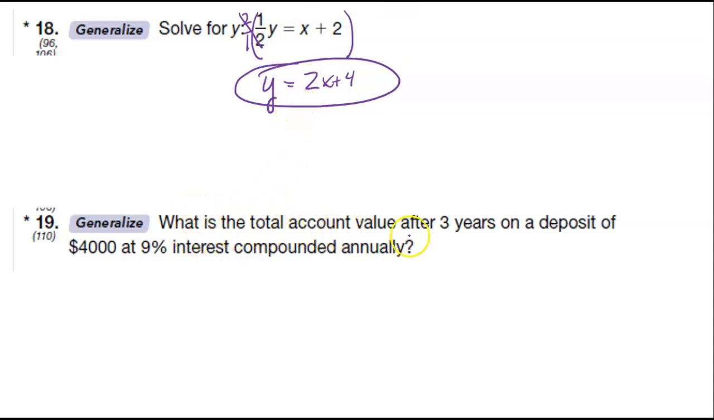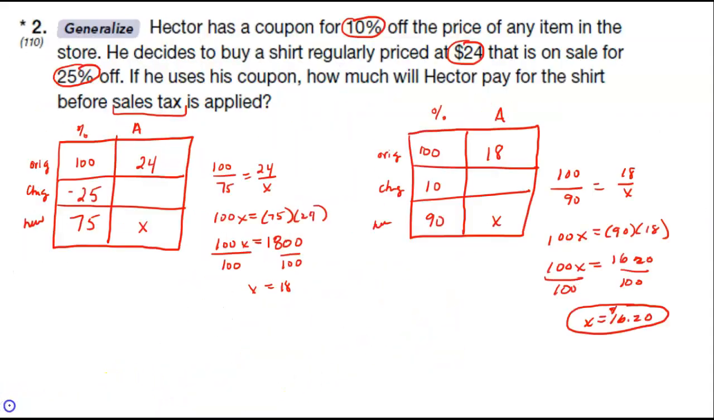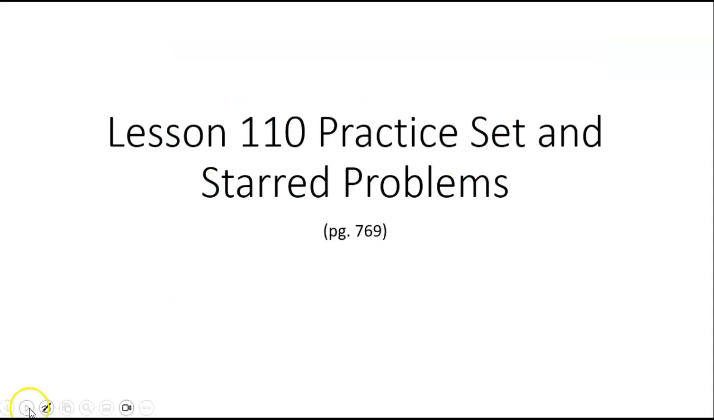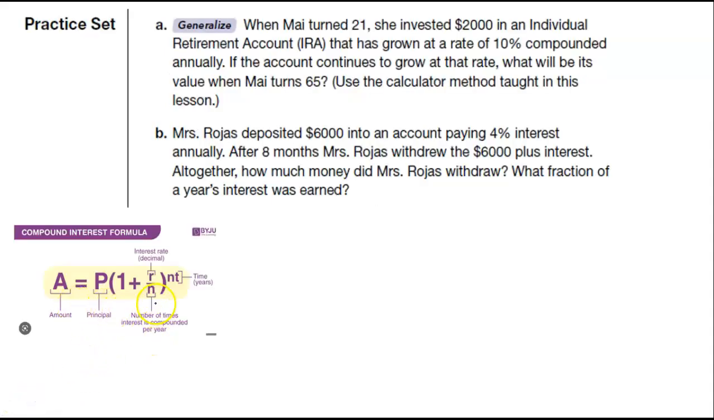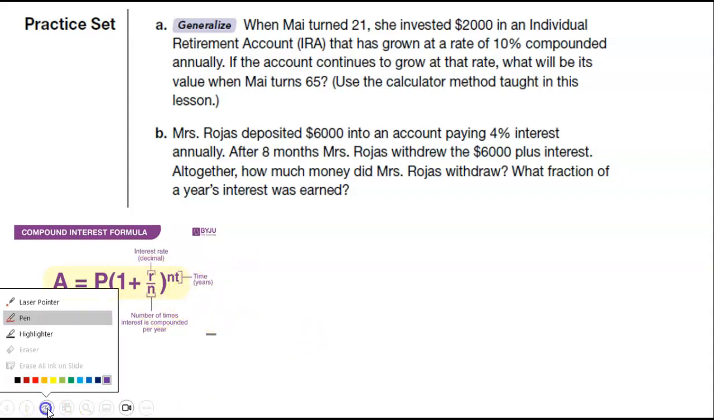What is the total account? Oh gosh. Okay. So we have to figure out, so we have 3 years, so our time is equal to 3 years. Our principal is equal to 4,000. Our interest, is that R? Oh, wait, what is the interest? R is interest. Okay. I might have to come back to that.